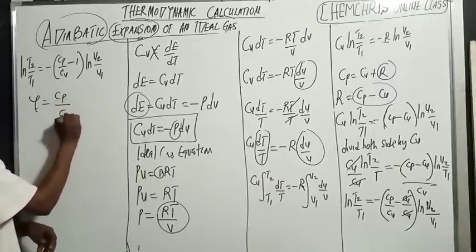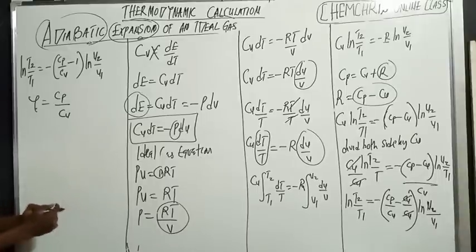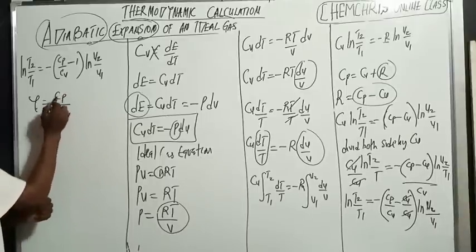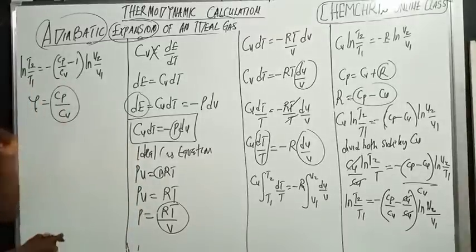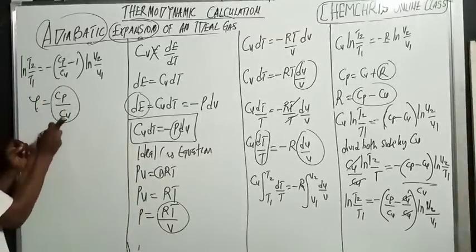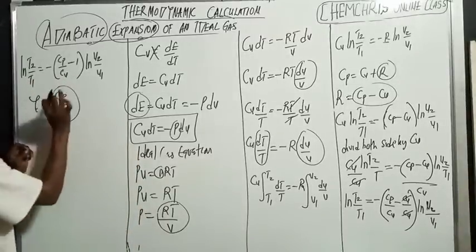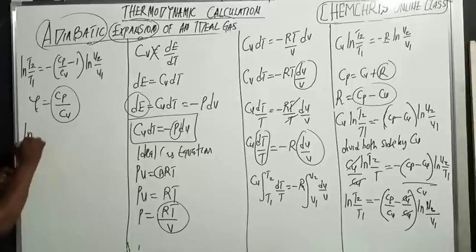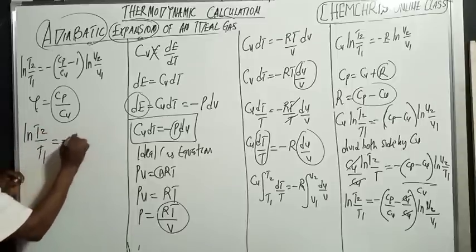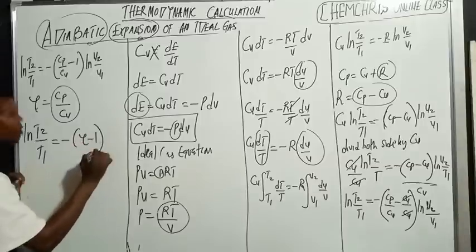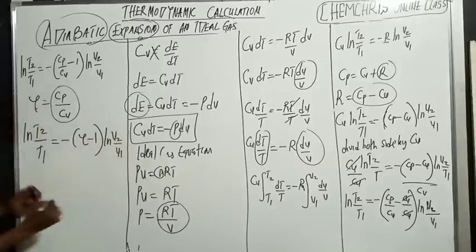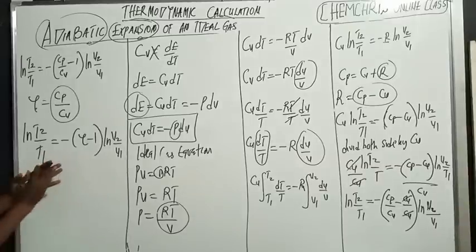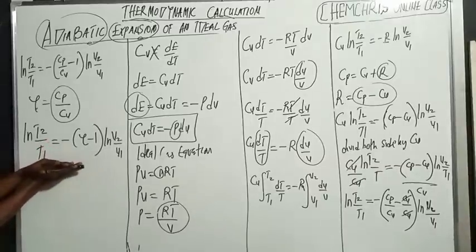CP over CV, right? So anyway I see CP over CV, I'll put this gamma here, because I can't be using this one always. So it means that here I would have ln T2 over T1 equals what? Minus gamma minus 1, then ln V2 over V1. Can you see that? So this is what I have arrived at.